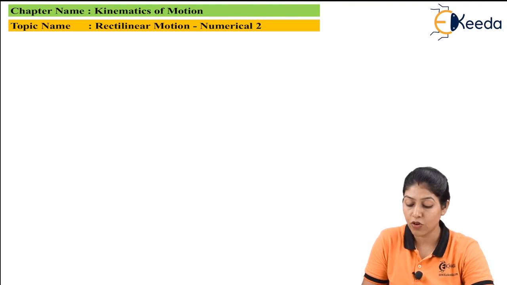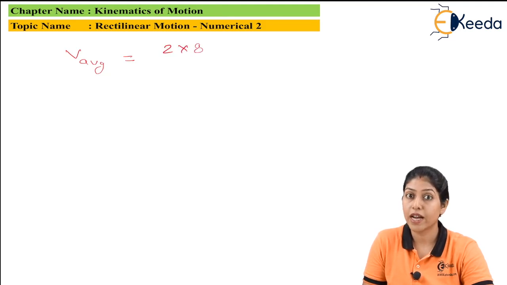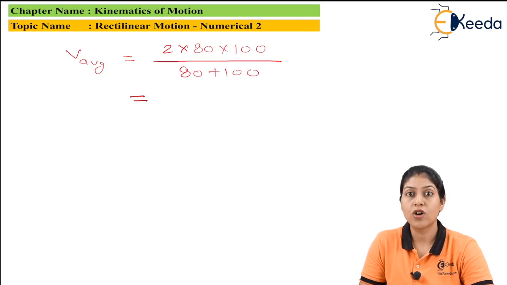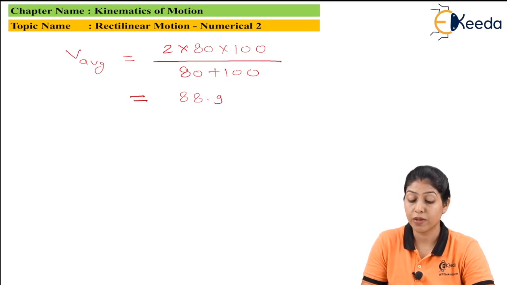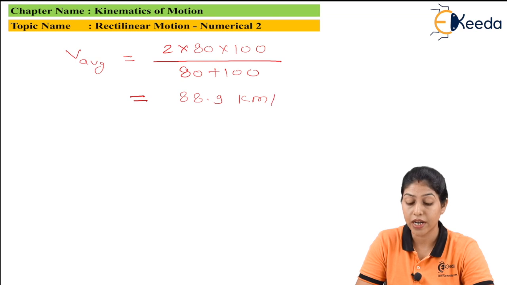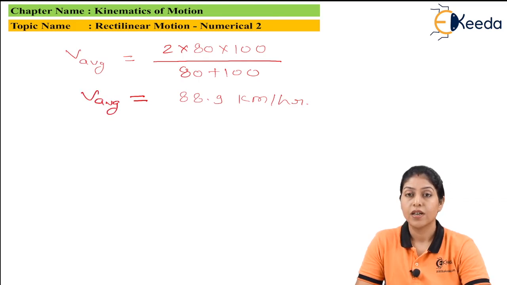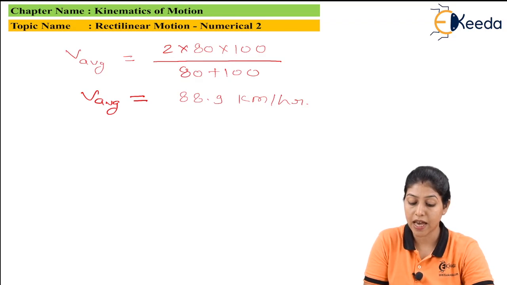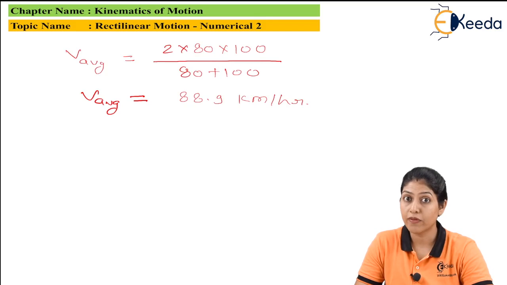Now we have the values of V1 and V2, 80 and 100, and we put those values here to find the average velocity. So the average velocity will be 2 into 80 into 100 divided by 80 plus 100. The final value will be 88.9 kilometer per hour. This is the average speed or average velocity of the car to travel the complete distance S from point A to B.